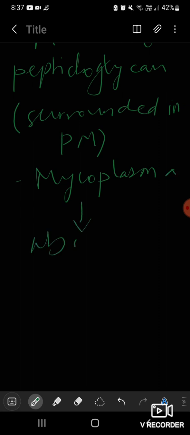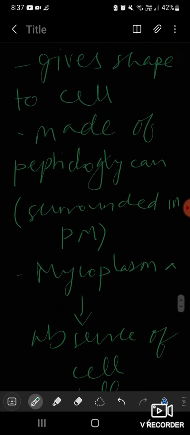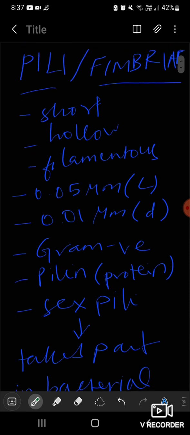Okay. So sometimes bacteria don't have the cell wall, and these are known as mycoplasma. Absence of cell wall. Okay, so that's about it for this session. So let's end the session here, and we will be talking about internal structure in the coming up videos.